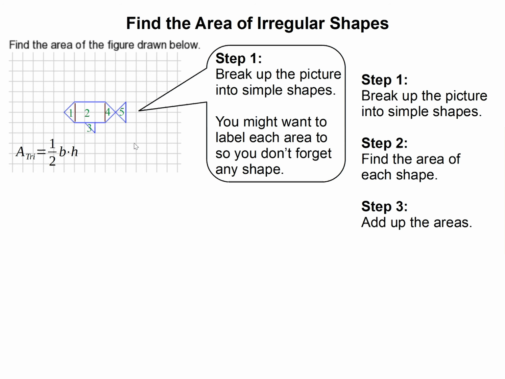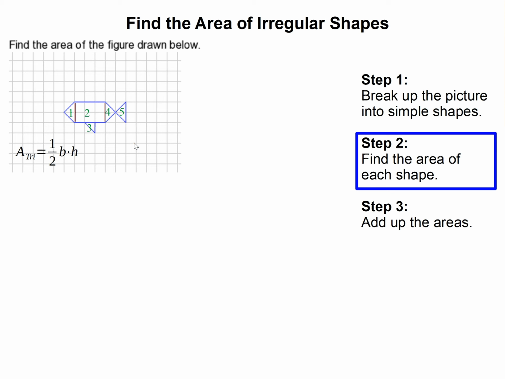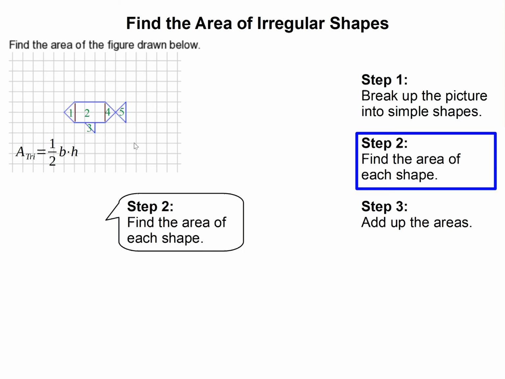Alright, now that we have multiple simpler shapes, we have to find the area of each one. Area 1 is a triangle, so the area of the triangle equation is here. The height is 1 and the base is 2. So that's 1/2 times 1 times 2, or 1/2 times 2 times 1. When you multiply that out, the area is 1.